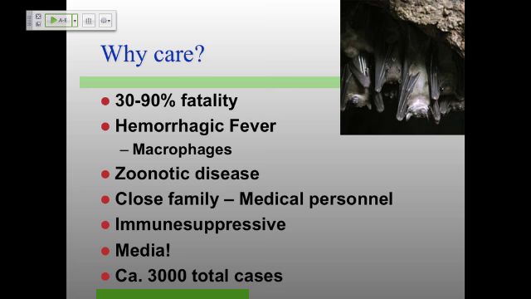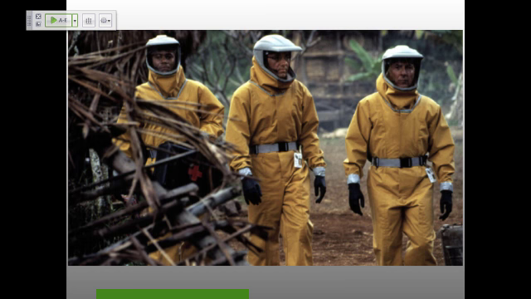Why do we care about it? Probably because of a lot of the media. And there are probably about 3,000 total cases now of both Marburg and of Ebola. Some of you may not have seen this. All of our friends going out in their BSL-3 gear. There's one thing that's really completely missing in here. Where's their air supply? We can go and talk about that a whole bunch more later on.